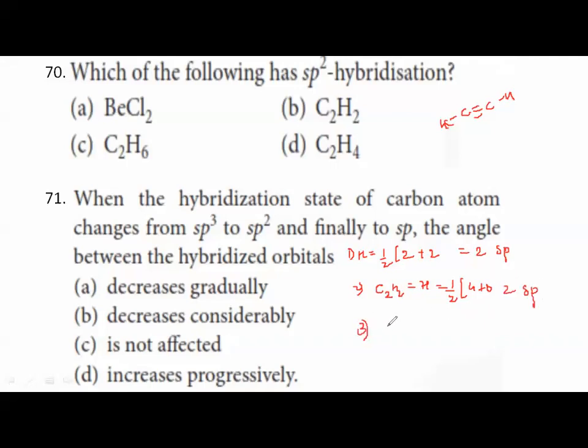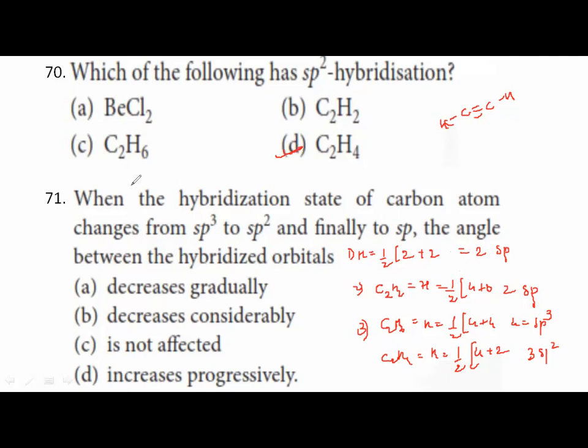Third option is C2H6. C2H6 is ethane, H is equal to half of 4 plus 4, which is 8, and 8 by 2 is 4. Hybridization is sp3. And for C2H4, H is equal to half of 4 valence electrons plus 2, so 4 plus 2 is 6, which gives 3, so it is sp2. So the question was, where is it sp2 hybridization? It is in C2H4.